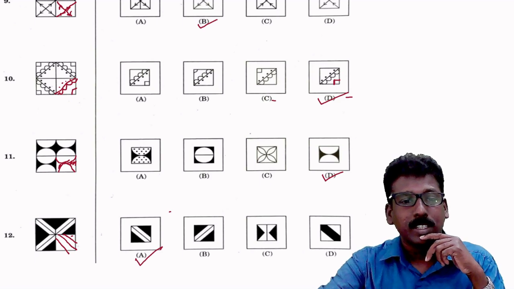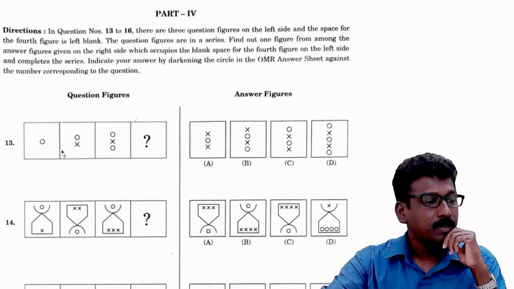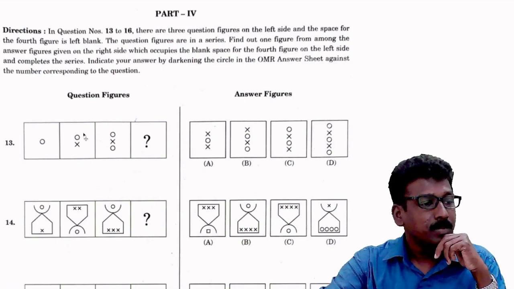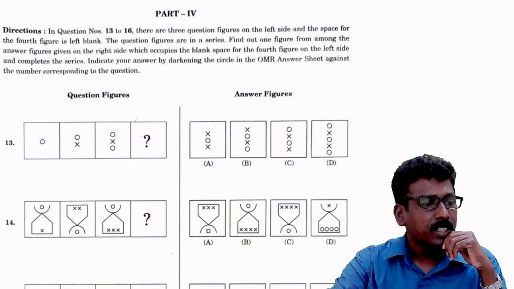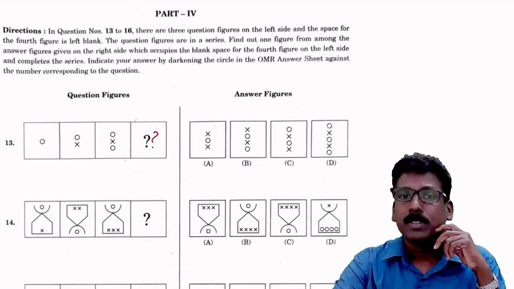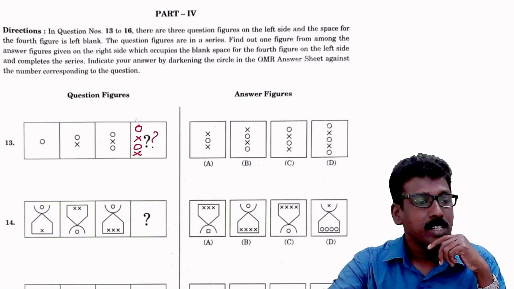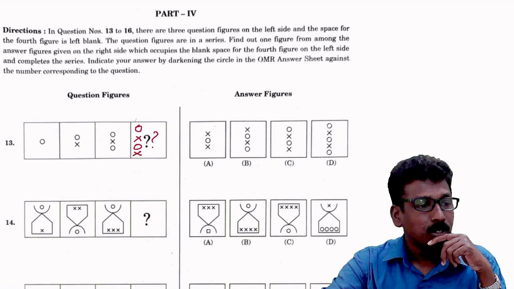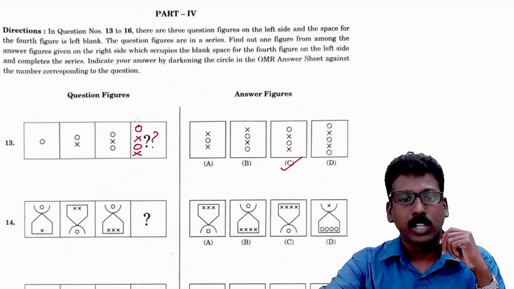Now let us go to the next part. Here is a series of figures. Look at question number 13. Here there is a 0, then 0 and a cross, then 0 and a cross and 0. What will be the figure in this fourth space? You can see it should be 0, then cross, again 0. It is in the third. So next it should come a cross. So 0 cross 0 cross. So C is the correct answer. The remaining questions, you try to do yourself.